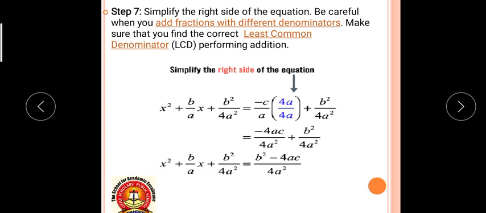After that, we have to simplify the equation. x square plus b upon a x plus b square upon 4a square is equal to minus c upon a plus b square upon 4a, where 4a square is common. After simplifying it, you will get x square plus b upon a x plus b square upon 4a square is equal to b square. See here, we are taking b square first, and the next term is minus 4ac, upon 4a square as the common denominator.